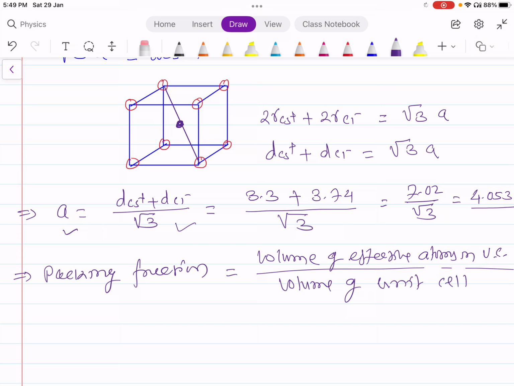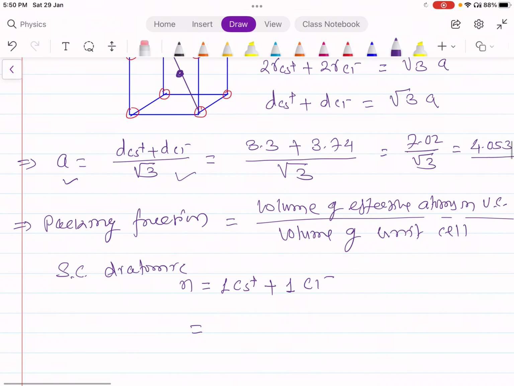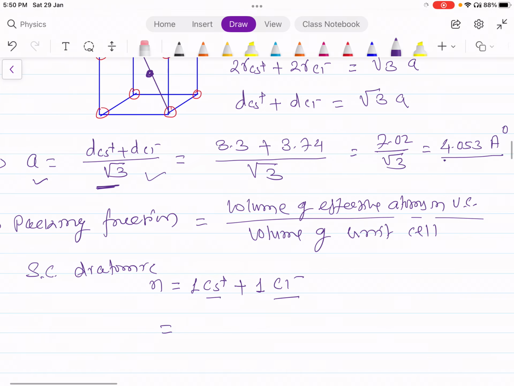Now this is a simple cubic diatomic. In SC diatomic, effective number of atoms, that is the value of N, is 1 cesium ion plus 1 chlorine ion. So in this case, it is the volume of cesium plus volume of chlorine divided by the volume of the unit cell, which is a cube. You can write this formula directly, or you can directly write the value of a.